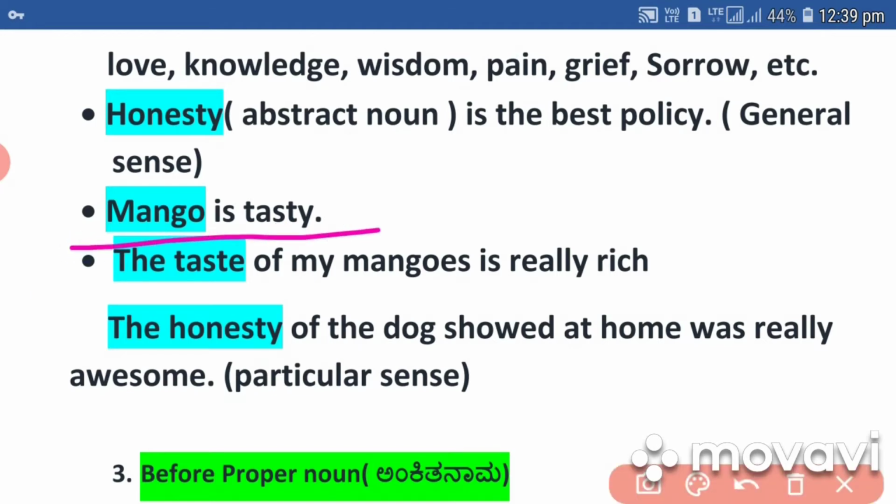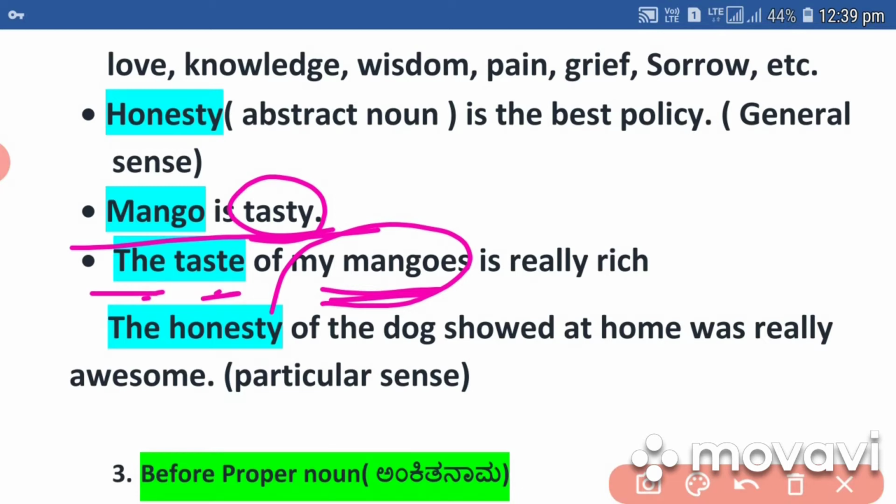Now, I have given one more example here. See, mango is tasty. Mango is tasty. It is in general sense. Tasty, it is an abstract noun, right? But I have used the here before the abstract noun because you see that it is giving the complete details here. The taste of my mangoes is really rich. The taste of my mangoes. Okay, this one gives complete information. So I used the here.